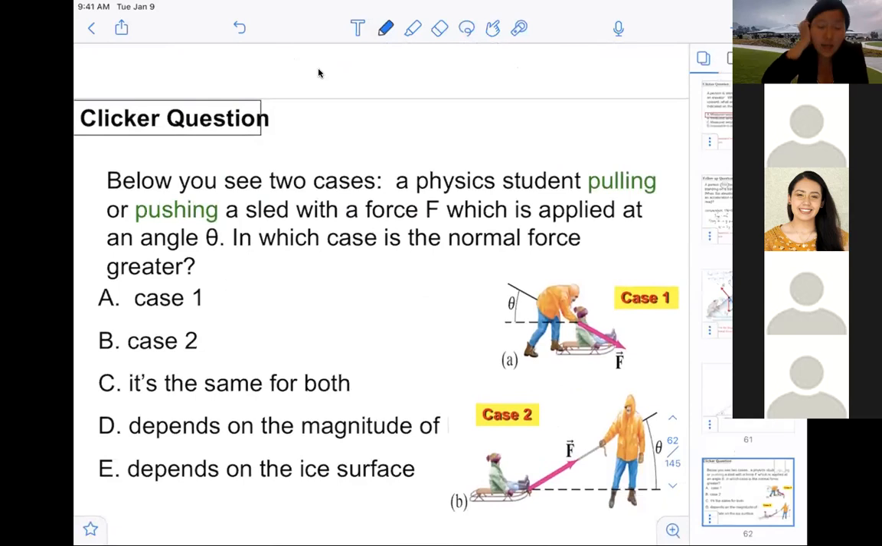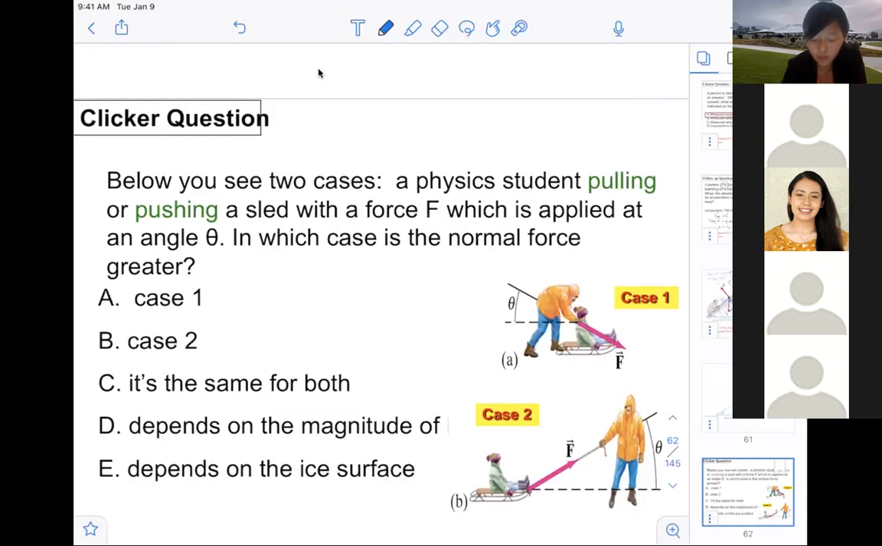All right, in that case, let's use what we just learned to look at a scenario where the normal force is not simply gravity. It has to do with other forces. So we see two cases. You're either pulling or pushing on a sled with a certain amount of force, and you exert that force at an angle.